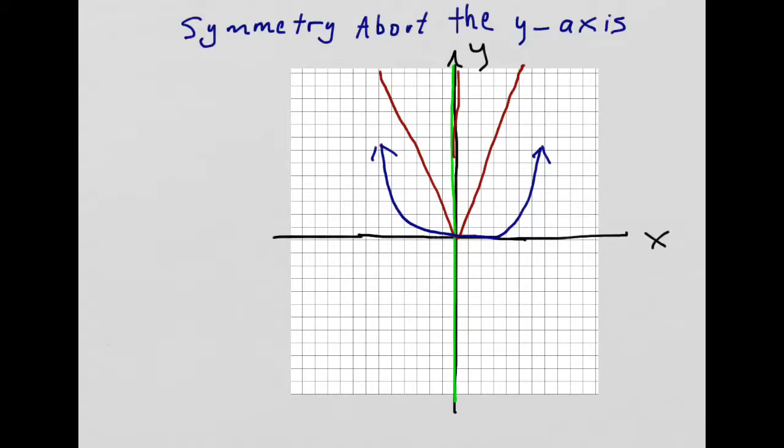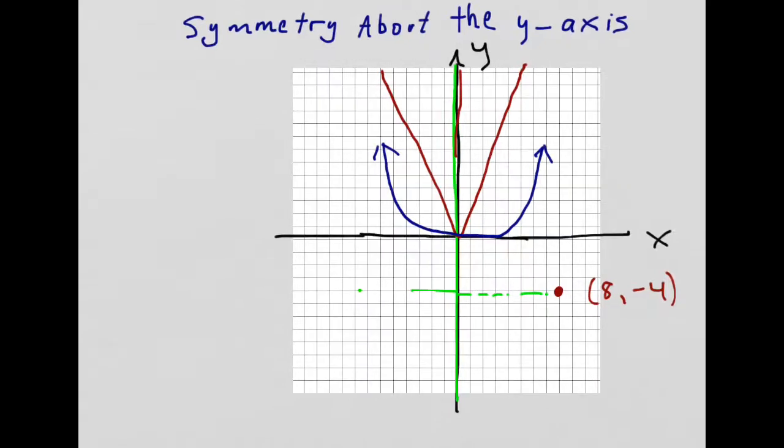So what about if we were just talking about a point? Let's say we have this point here, 8, -4. I want to fold it on the y-axis, go over the same distance, so that if I folded it on that y-axis, that dot would lie on top of that dot. So what's going on here is you can see that the x value has got to be the opposite sign, and the y value is going to be the same.